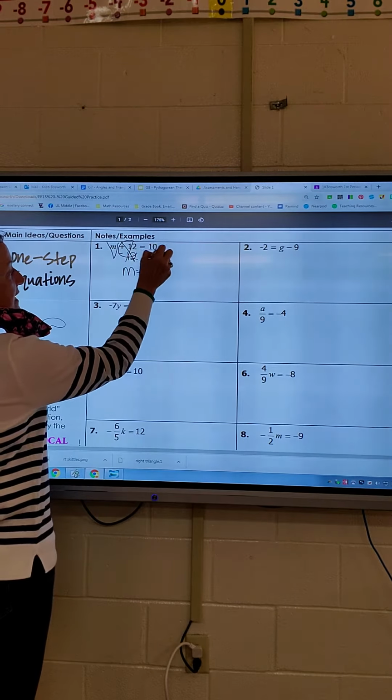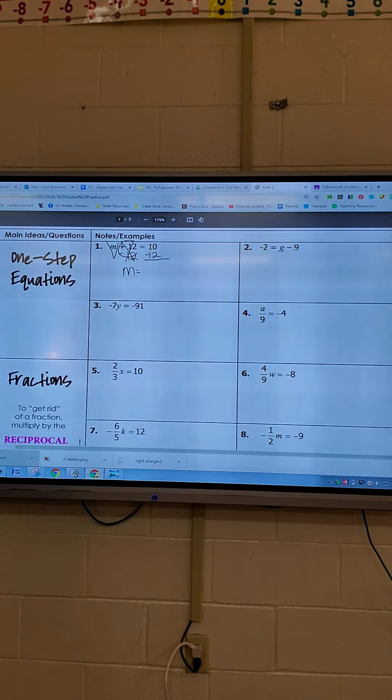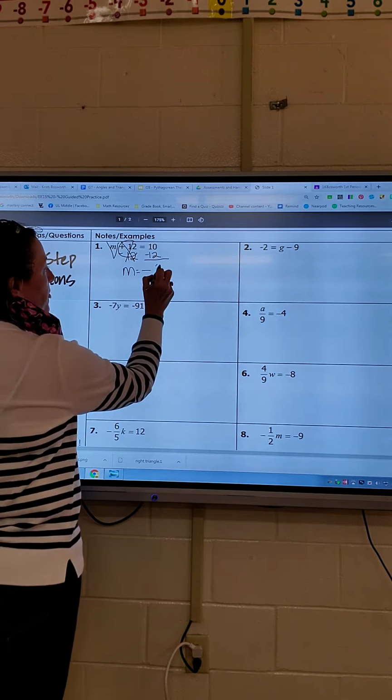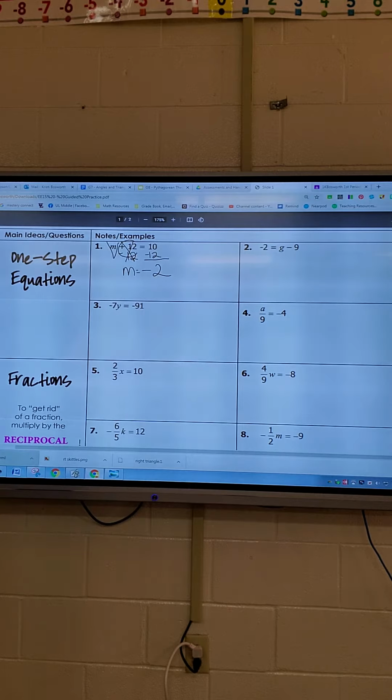Now, put this in your calculator and you get 10. You put in 10 minus 12 and you're going to get a negative 2. 10 minus 12 is a negative 2, okay?